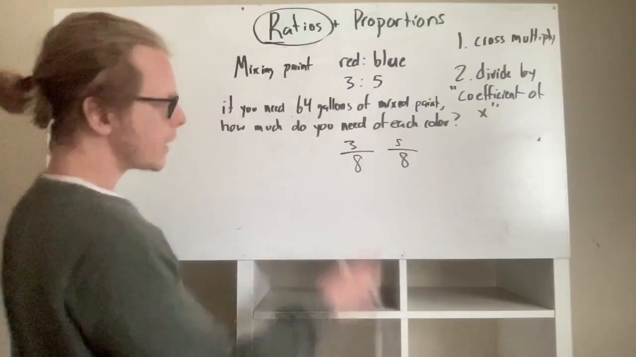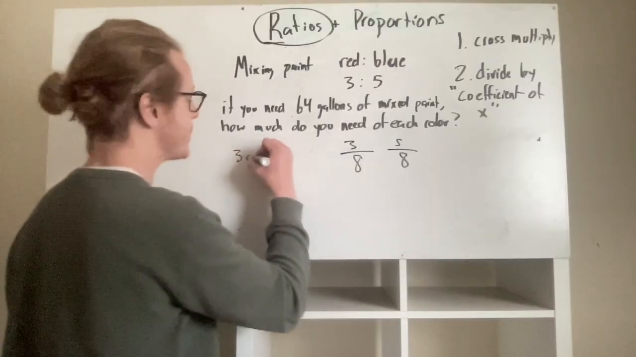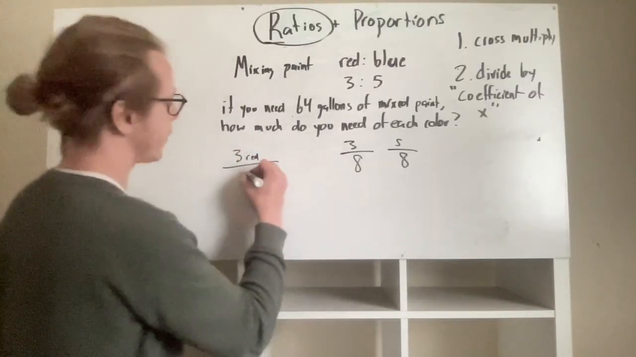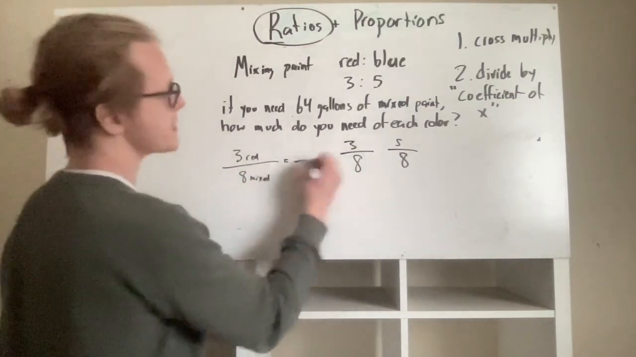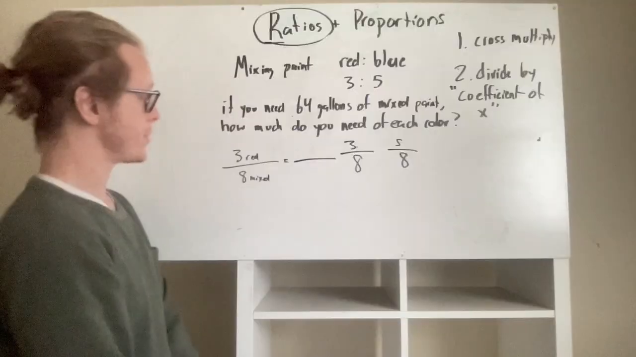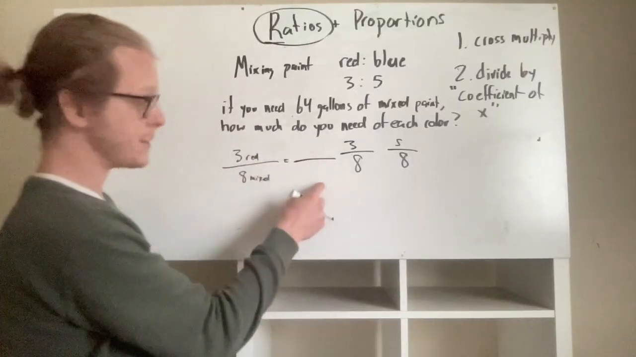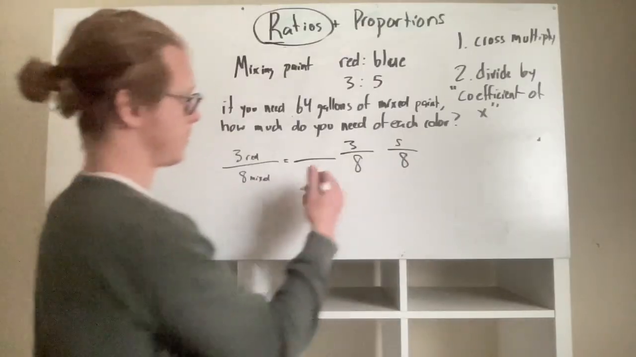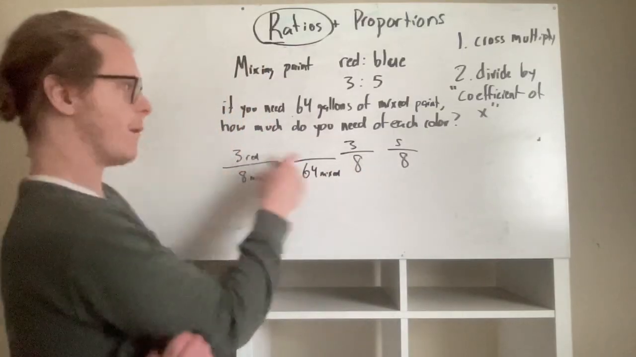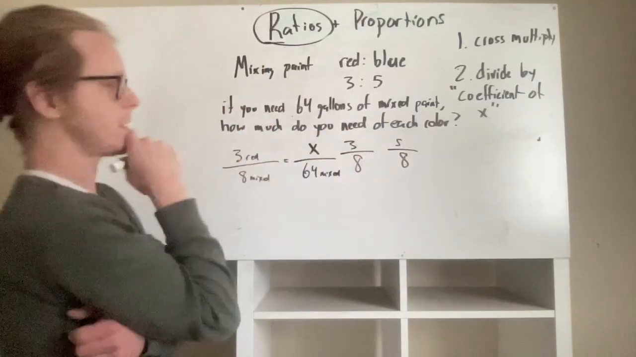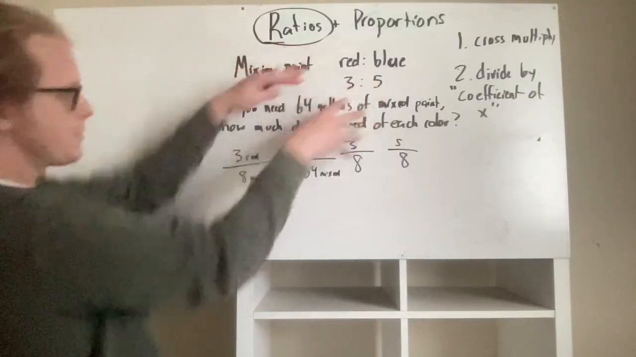So let's use this to help us now. If we have 3 gallons of red paint for 8 gallons of mixed paint, what can I set up on the other side of my proportion? I don't know the total amount of red paint that I need, but I do know my total amount of mixed paint, 64 gallons of mixed paint. And then what can I put here? X. So notice how we transformed this ratio problem into a proportion.